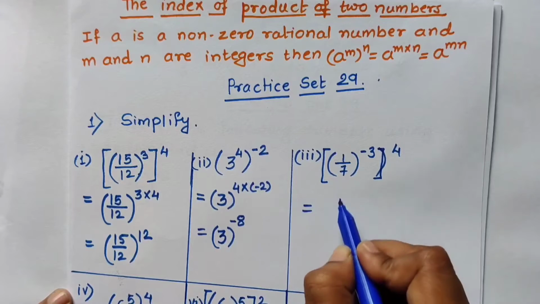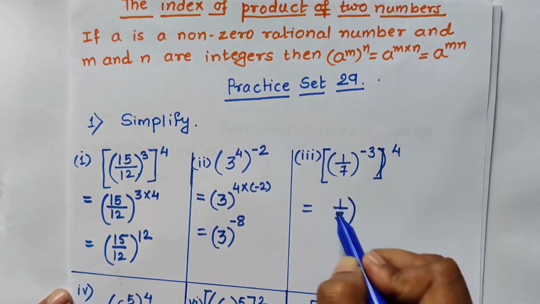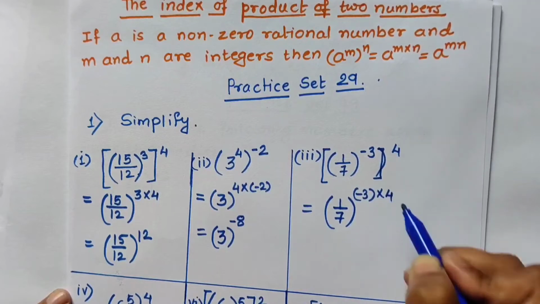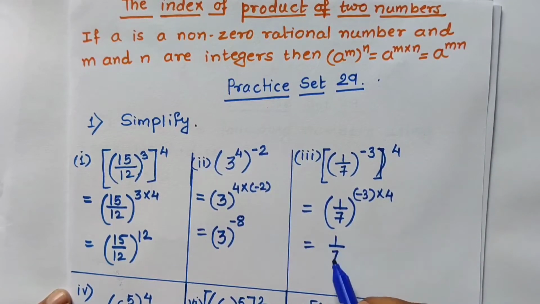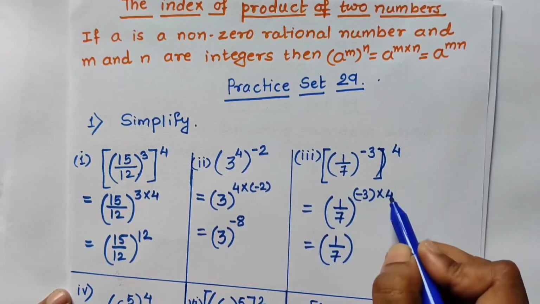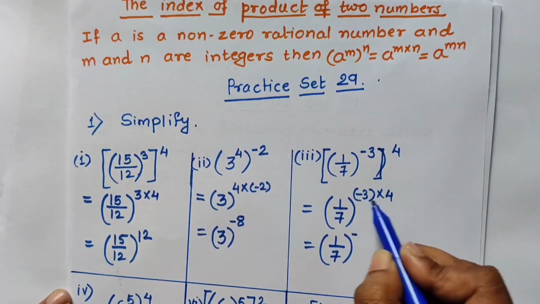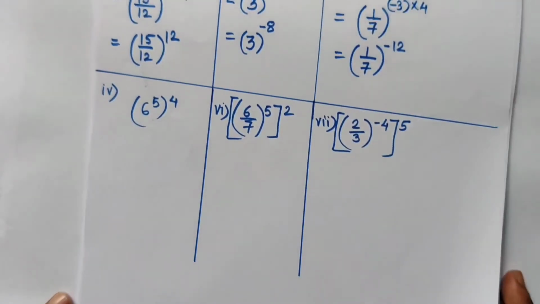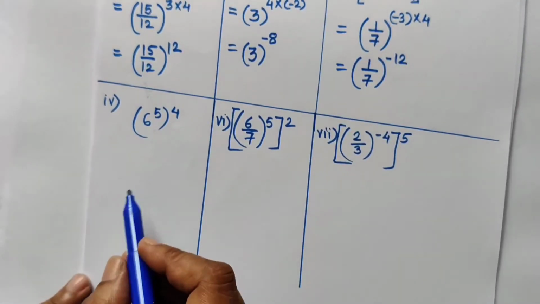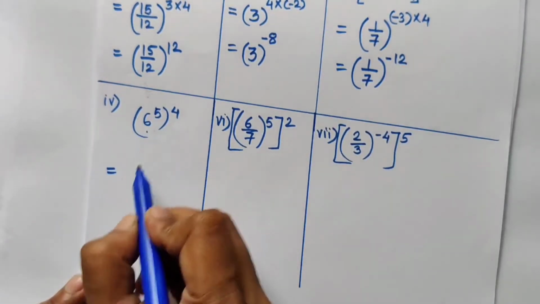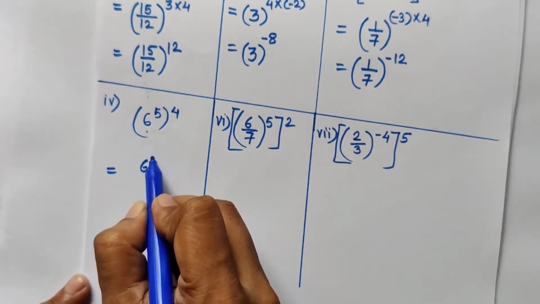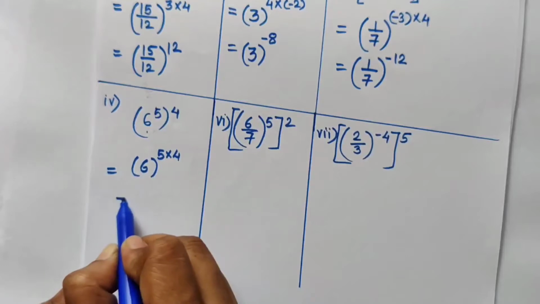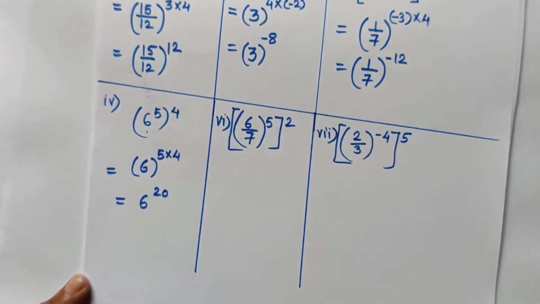Then here 1 upon 7 is the base. Two indices are minus 3 multiplied by 4. So 1 upon 7 raised to minus 3 into 4. Minus sign will come and 3 4s are 12. Now see few more sums from this first question. 6 is the base. Two indices are 5 and 4. So multiply. 5 multiplied by 4 we get 5 4s are 20.